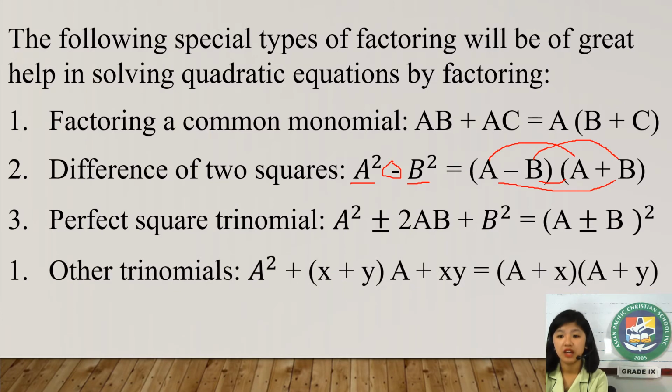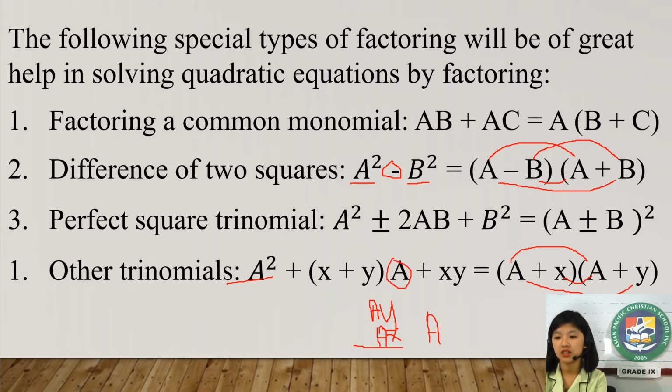Next, we have other trinomials, a squared plus the quantity of x plus y times a plus xy. So, tandaan nyo na yung factor niya is a plus x times a plus y. So, kapag sinolve natin yan, makukuha mo is a times a will give you a squared. Then, yung sa outer, a times y will give you ay. Then, yung sa inner, x times a will give you ax. Ayan. Since sabi ko sa inyo, kapag may magkamukha, copy. Kaya nasa labas siya ng parenthesis.